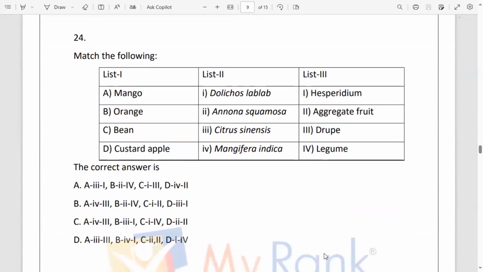Next. We have to choose the correct match here. Mango, Mangifera indica, drupe: A with 4 and 3. Citrus sinensis, hesperidium: B with 3 and 1. Dolichos lablab, legume: C with 1 and 4. Custard apple, Annona squamosa, aggregate: D with 2. So C would be the answer.